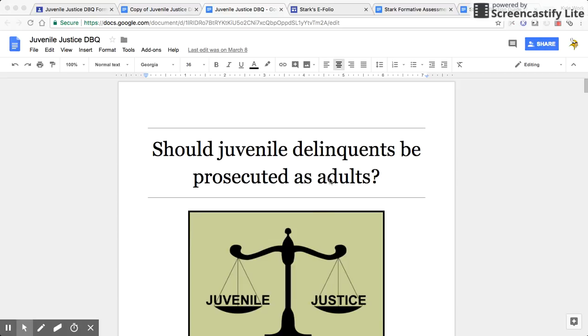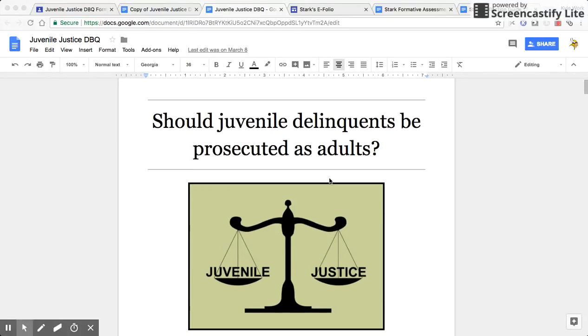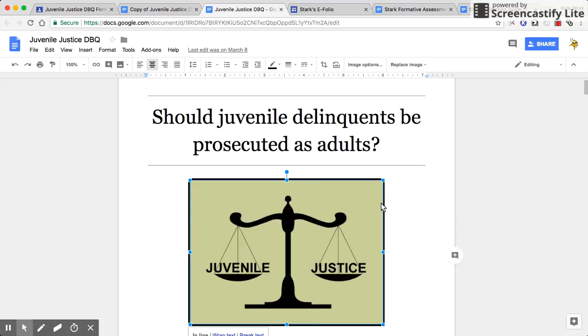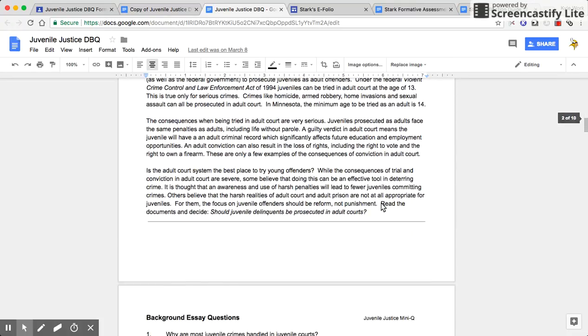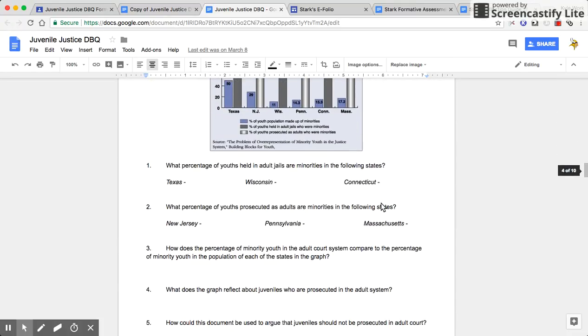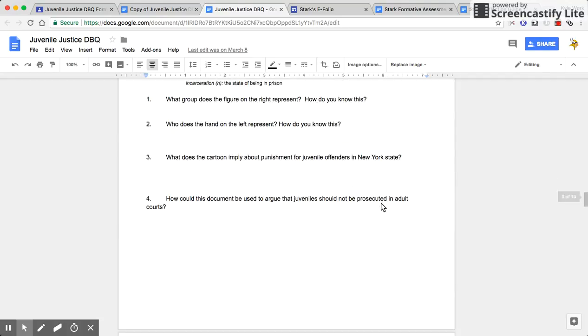This week I worked on a formative assessment for what's going to be my summative. My summative is going to be a document-based question and analysis of the question: should juvenile delinquents be prosecuted as adults? And so the formative that I created, that I use in class, was where I gave them this packet with all the documents that they're going to be using in class. That asked them to answer questions about all the documents and help them analyze it.